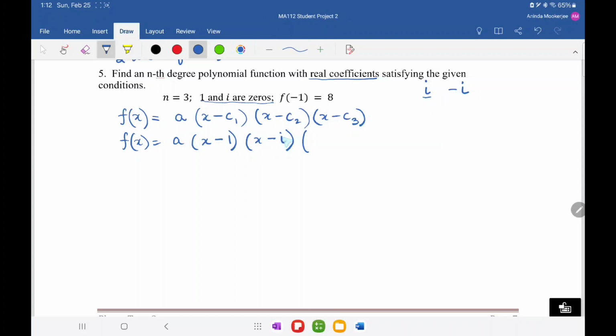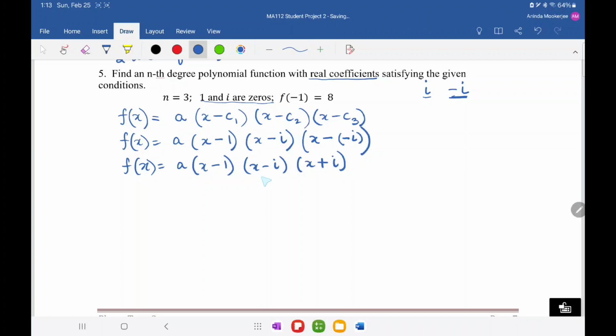So since we already put in i for c sub 2, I'm going to replace c sub 3 with negative i. So it's going to be x minus, and then c sub 3 is minus i. Okay, so minus and minus i is a plus i. So I'm going to rewrite that. Again, I'm going to show every step here, and you should also, when you are working on these problems on the tests. So x minus 1 times x minus i times, minus minus is a plus, so the last factor is x plus i.